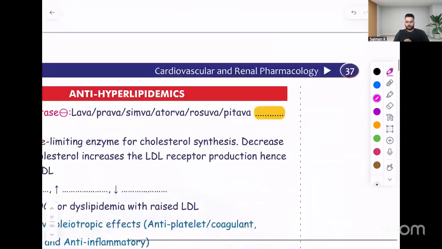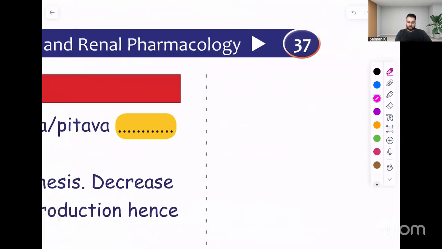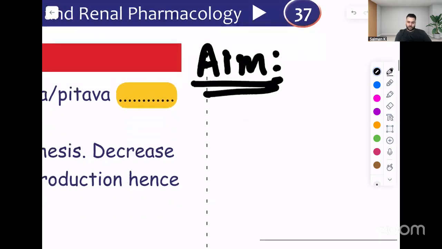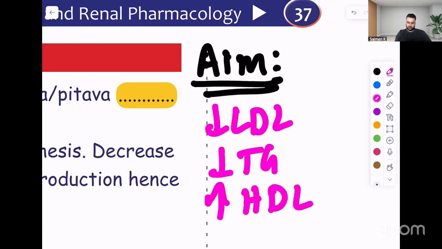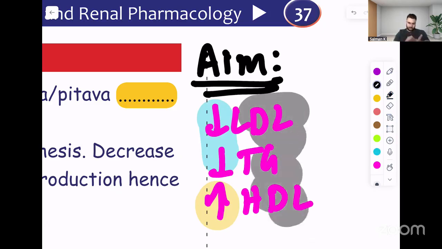Last is the lipid topic. What is my aim in the lipid topic? What do I want to do as a doctor? I want to reduce bad cholesterol called LDL. I want to reduce triglycerides. I want to increase good cholesterol called HDL. The only one different here is HDL; the other two I want to decrease. The drugs of this topic may work on all three things, but they will do one of these three things best.